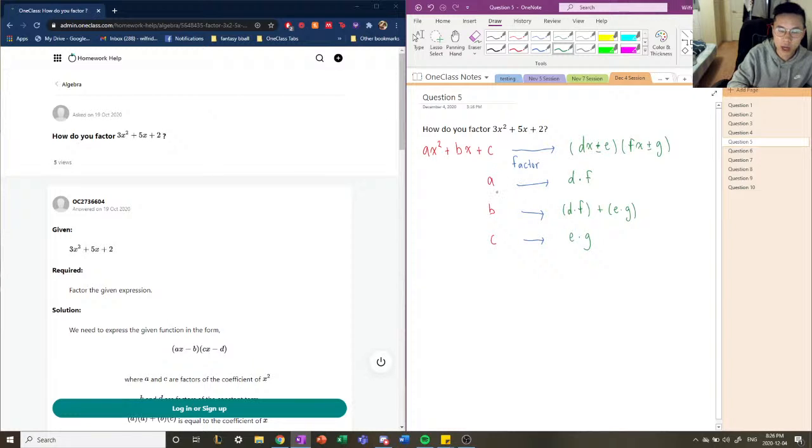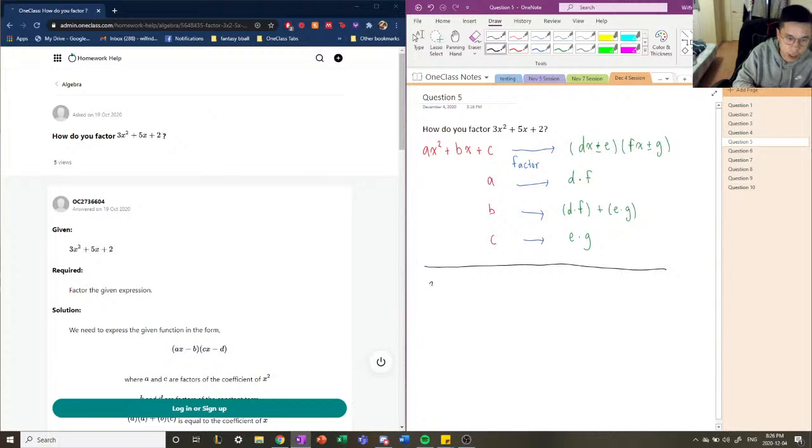Okay, so A is broken down to its factors of D and F. C is broken down to its factors of E and G. And B is the sum of the factors D times F plus E times G. All right. So we need to find a certain factors of A and a certain factors of C so that we get our middle coefficient of B. Okay. So let's go to our general example here.